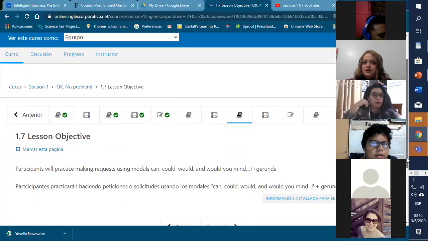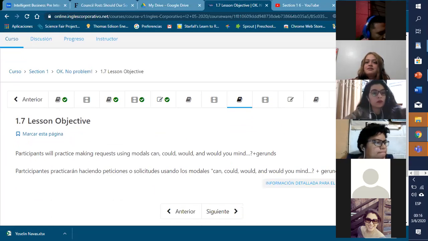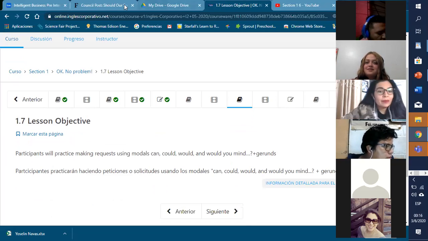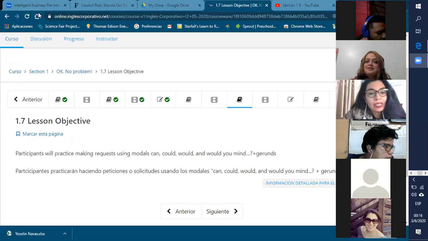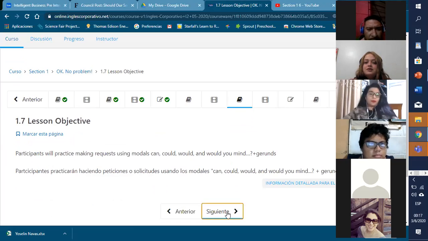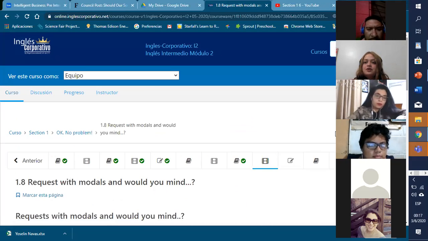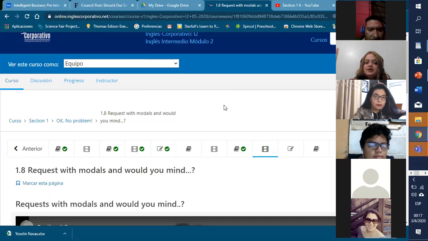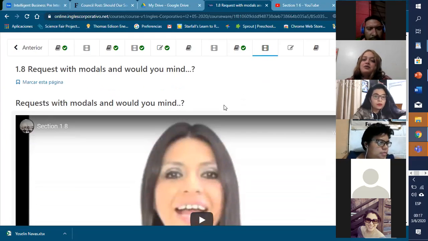Let's read the objective. Go ahead, Alexandra. Participants will practice making requests using modals can, could, would, and would you mind, plus gerunds. All right, great. So we're going to be using modals and a gerund. Let's see what that is first, all right? Be ready with the notebook. Take notes. Pay attention, okay? Let's do that.